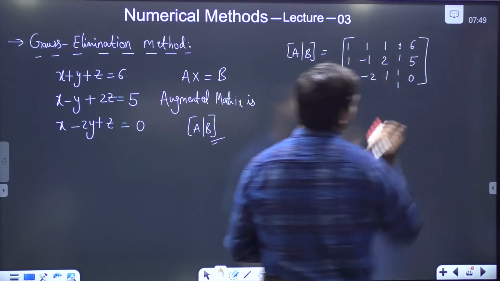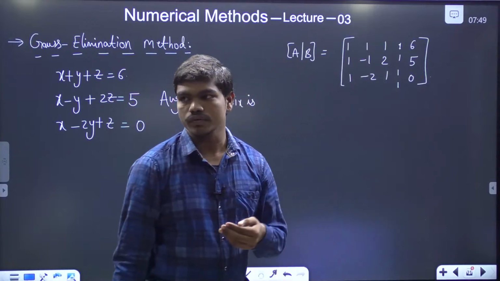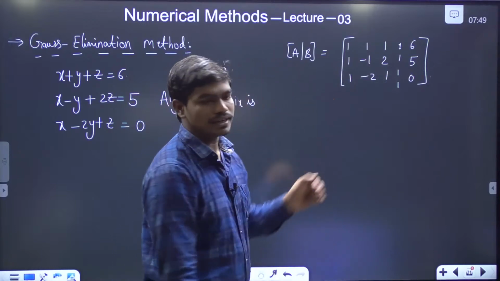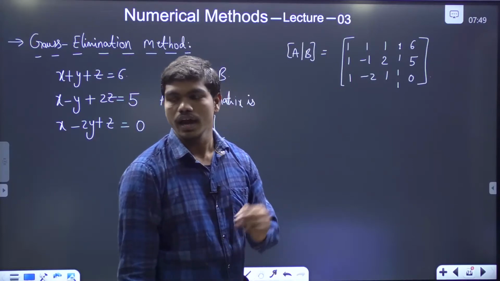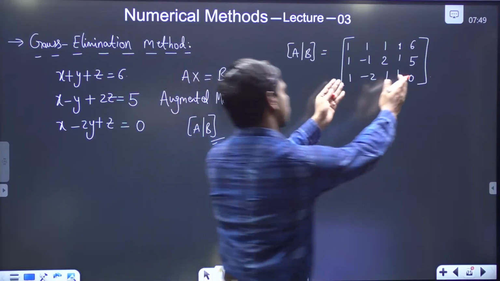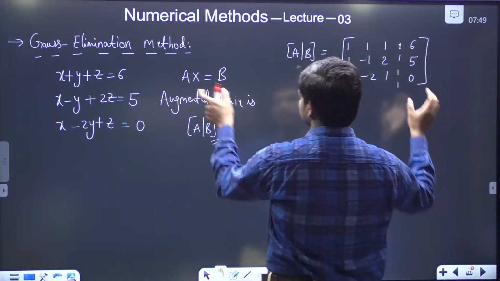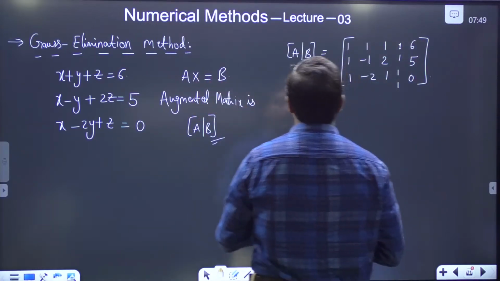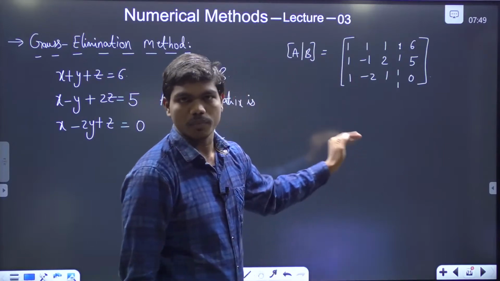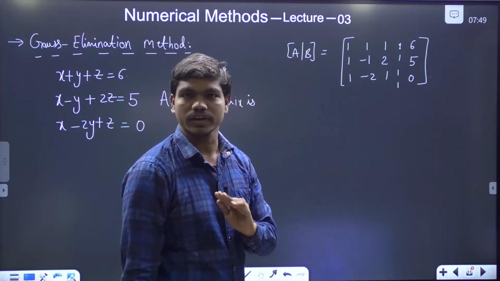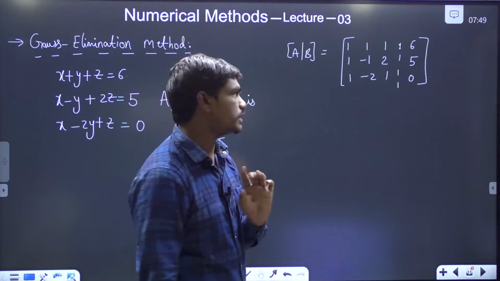and 0. Now in the Gauss elimination technique, we generally try to convert this augmented matrix into row echelon form. This is the coefficient matrix and this is the constant matrix, which satisfies the system. When we convert into row echelon form, we should apply only row transformations, but we can't apply column transformations. Please make a note of this.